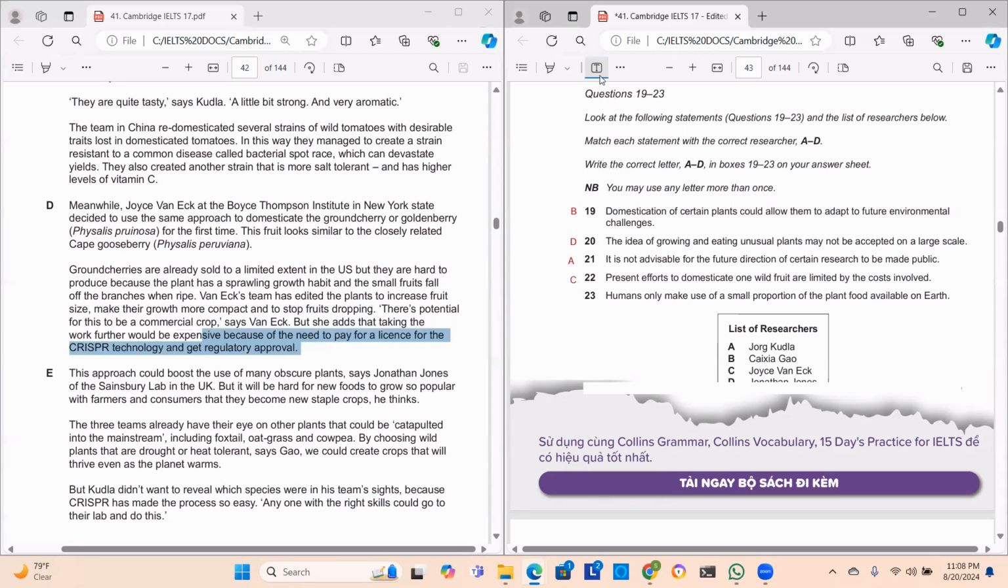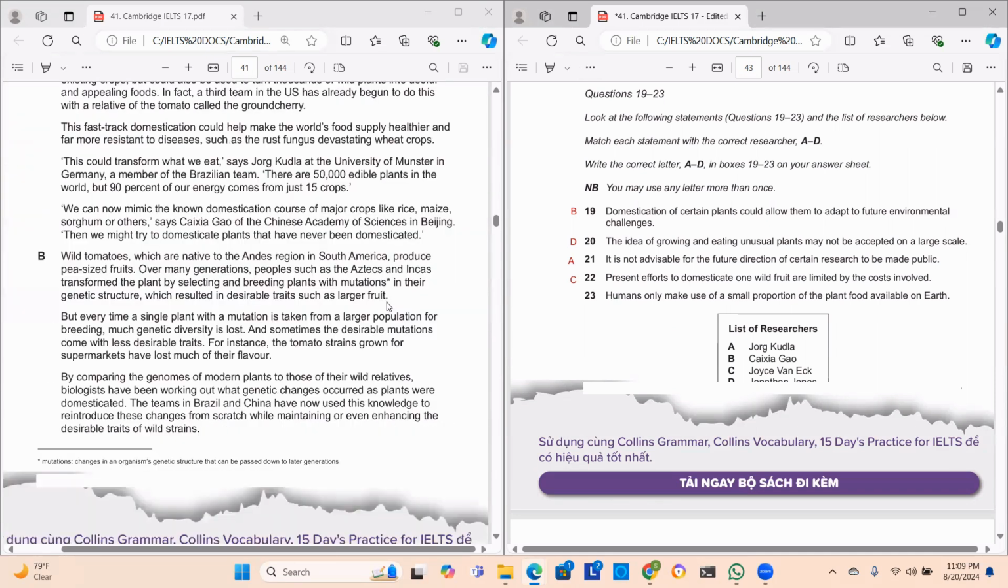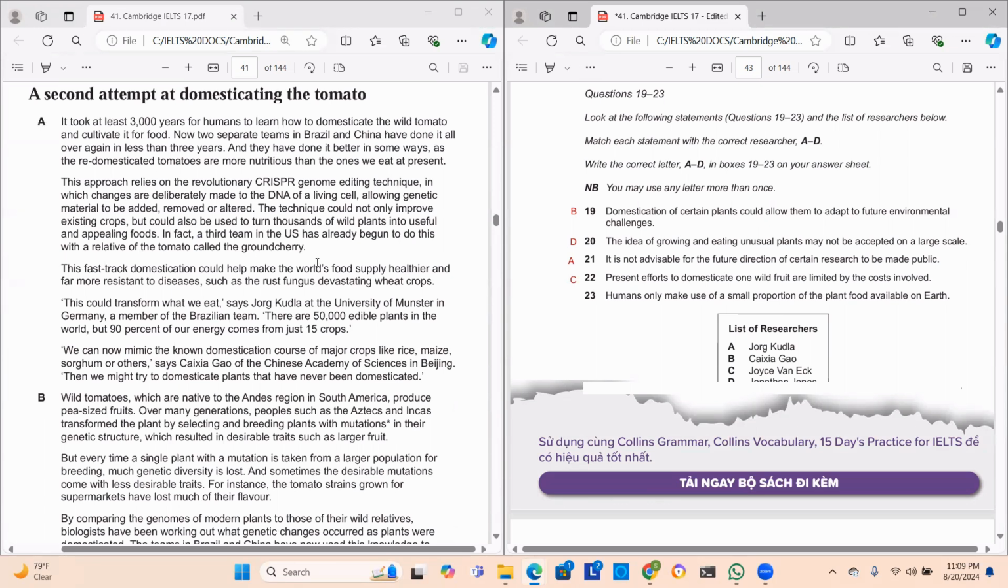And one more, last one. So humans only make use of a small proportion of the plant food available on Earth. Oh, okay. I think we read in the early stages of this one, right? We make use of a small proportion of the plant food available. Yes. I think we read in the first paragraph, right? This could transform what we eat, Kudla said. There are 50,000 edible plants in the world, but 90% of the energy comes from only 15 crops. Means out of 50,000, only 15 crops are useful. That is very small proportion, right? Small proportion of the plant food available on Earth. Yes. Means in the world, right? So hence 23, who said this? Kudla said. So again, A should be our answer. Okay. So this is very much straightforward, and you guys must be doing it so easily, right?